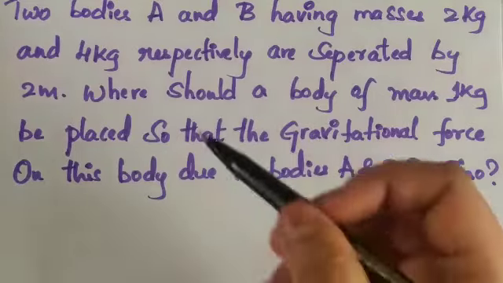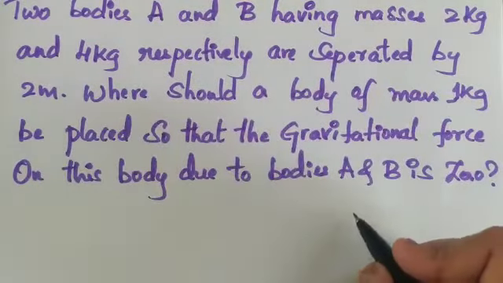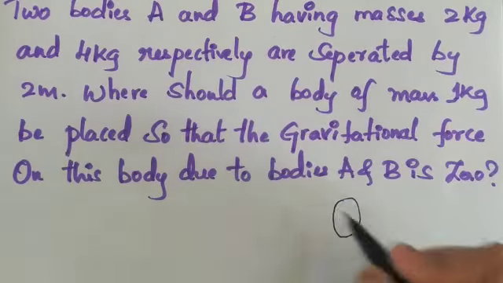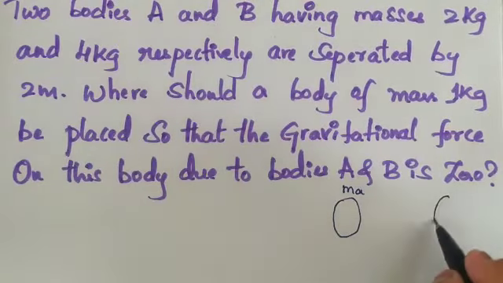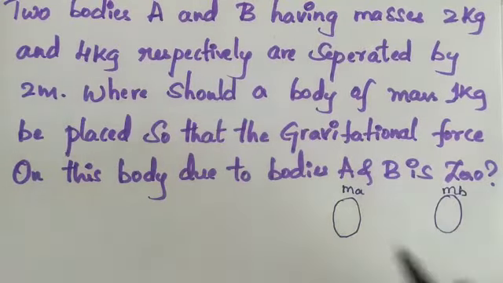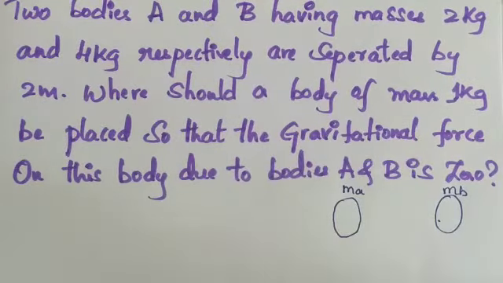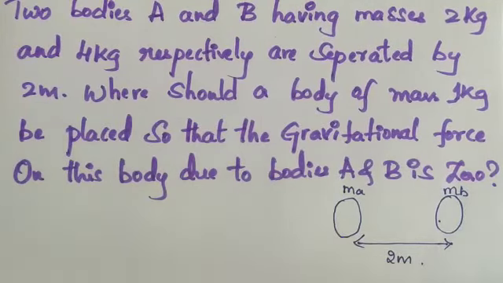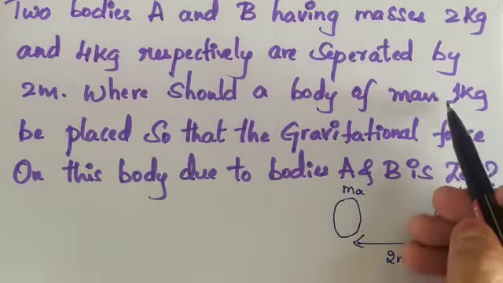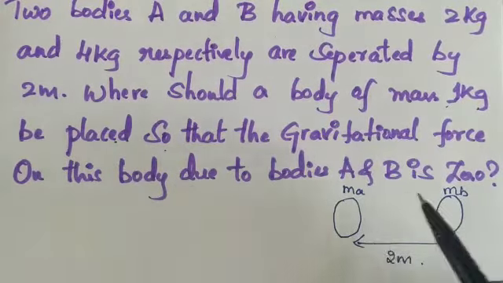The second question is: two bodies A and B having masses 2 kg and 4 kg. For example, I'll consider the mass of object A as MA and the mass of object B as MB. The mass of object A is 2 kg and the mass of object B is 4 kg, and they are separated by a 2 meter distance. Where should a body of mass 1 kg be placed so that the gravitational force on this body due to A and B is 0?